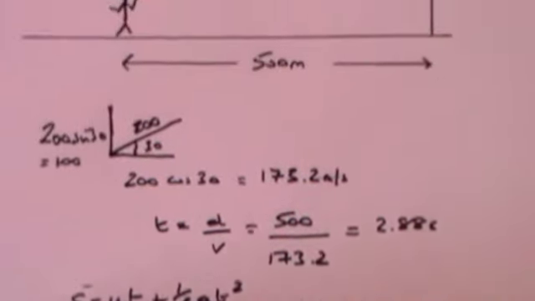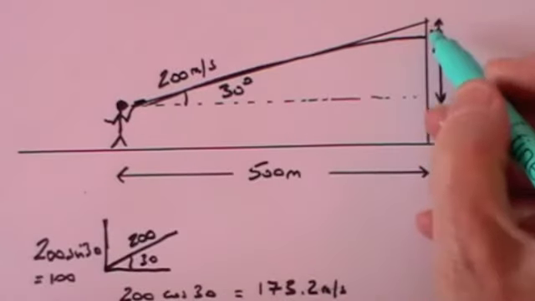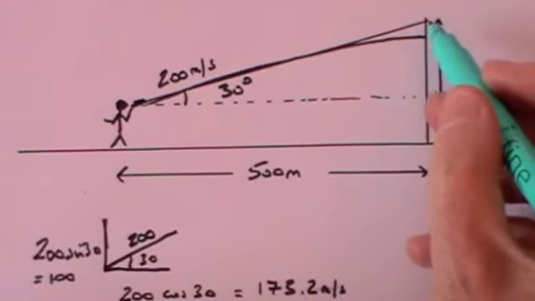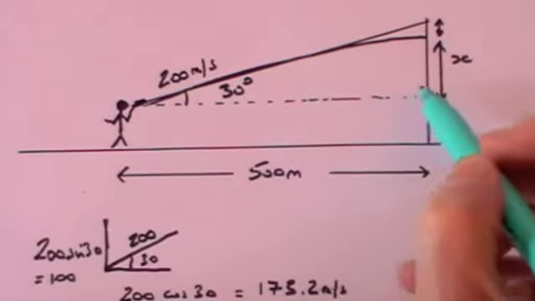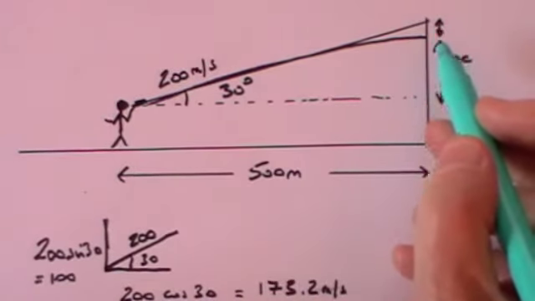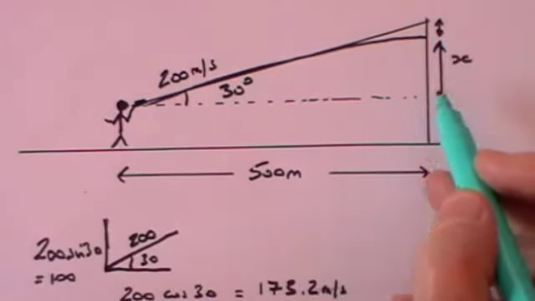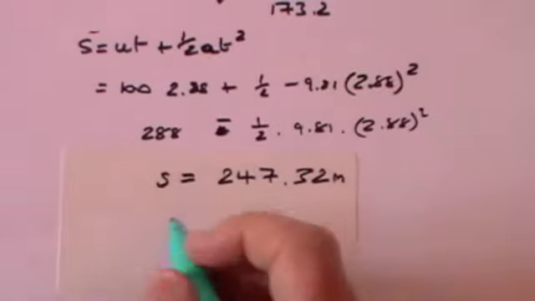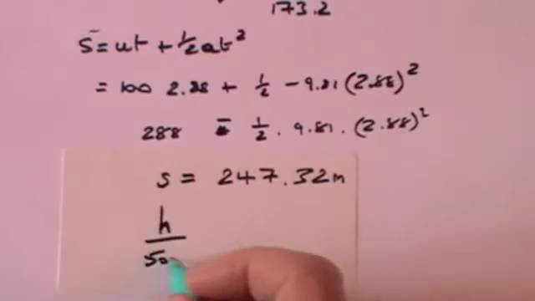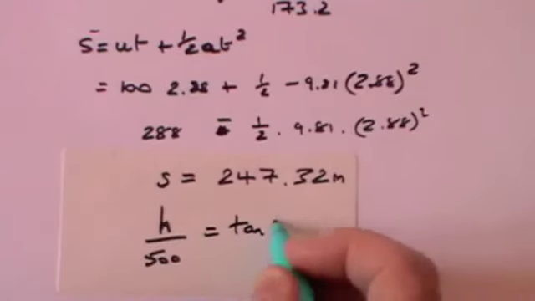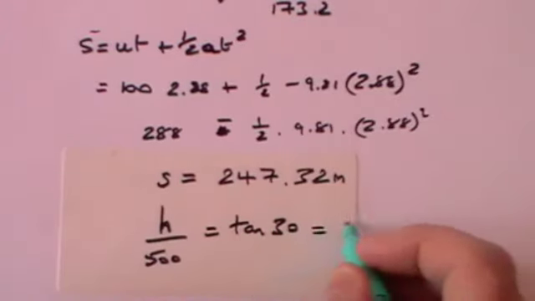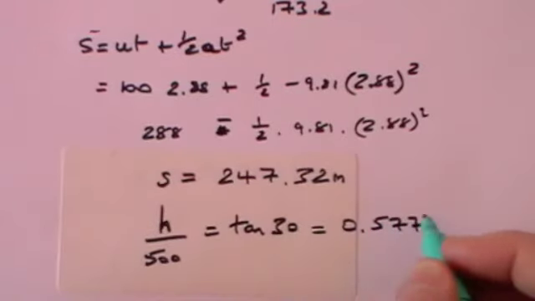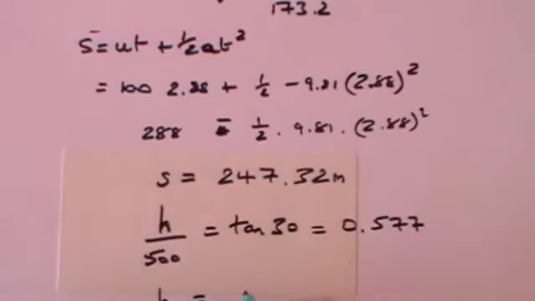But the question we want to know is, where was the target? Because then we can work out how far short we've got. Well, this is just a straightforward problem. We've got that the height of the target above the firing position divided by 500 metres is the tangent of the angle 30. So the height of the target divided by 500 is equal to the tangent of 30. And the tangent of 30 is 0.577. And so that will give you that h is equal to 288.67 metres.